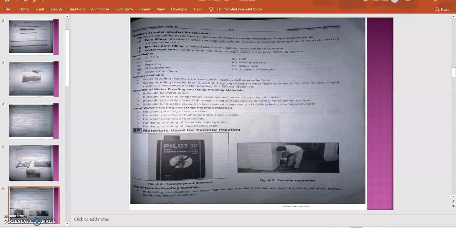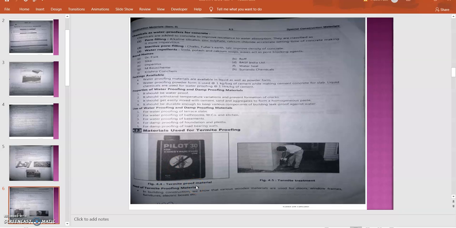You can see in the images some of the reagents mentioned, like termite proofing and termite treatments. Some chemicals are used, for example Pilot 30, a compound used as a termite proofing material. Some polishing chemicals are also used sometimes. They are also good termite reagents. Then the need of termite proofing material.